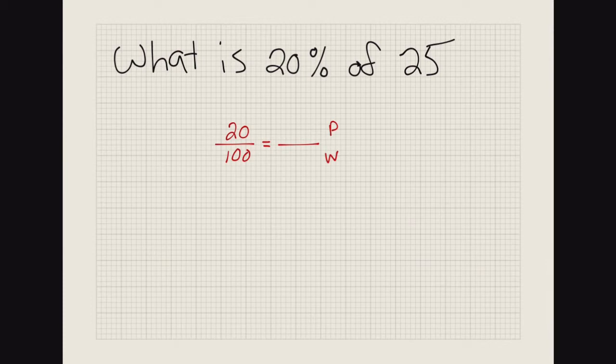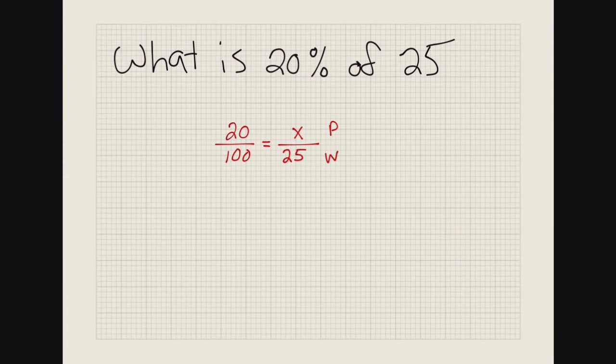What is 20% of 25? 25 is the number I'm saying it's out of. This is my whole. So 25 is the whole. And then my unknown would be the part, and it goes on the top.